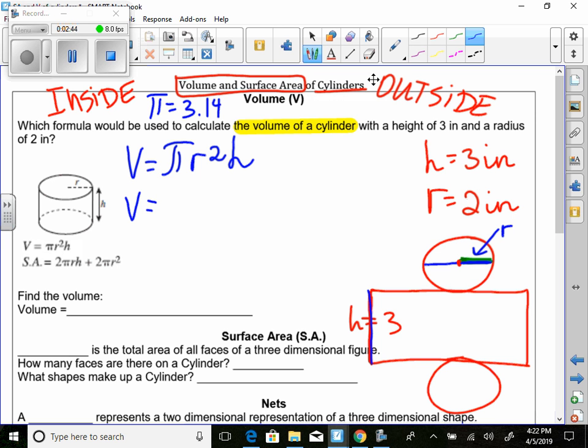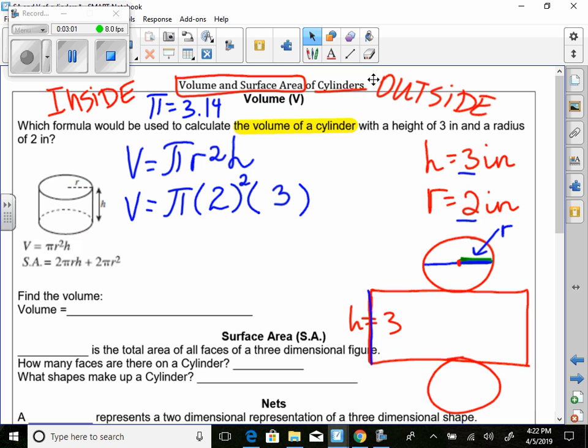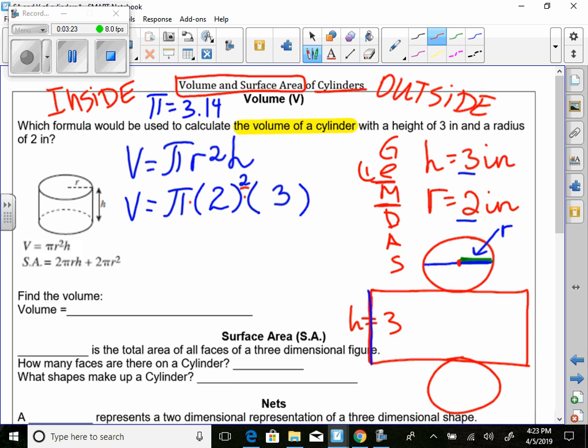So for volume, I'm going to leave pi as pi for now, and I'm going to substitute the radius and height into my formula. The radius is 2, and 2 is raised to the second power, and the height is 3. This is a very important moment. You have to follow the order of operations. If you don't follow the order of operations, you will not get the right answer. Right now, looking at my numbers, I have times, and I have an exponent. What do I do first, multiplication or exponent? I have to do the exponent first.